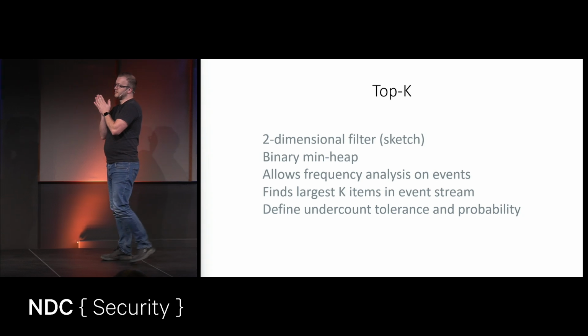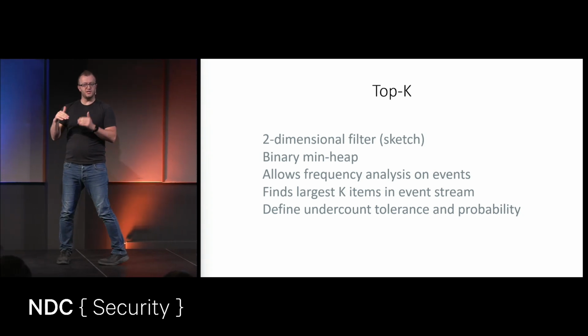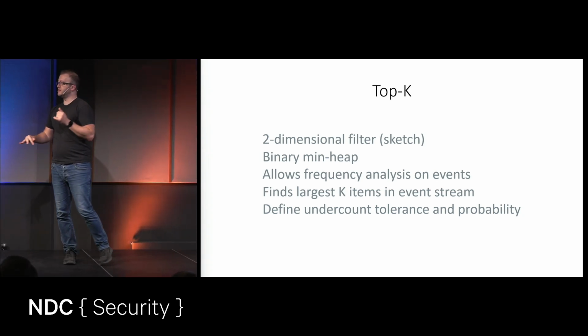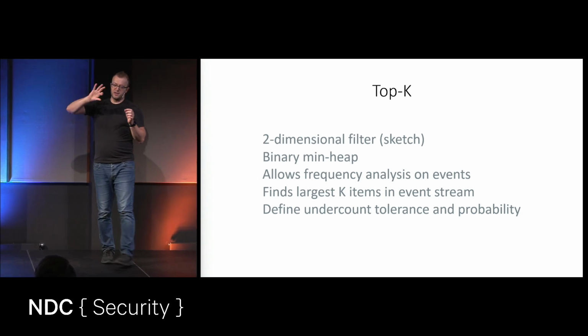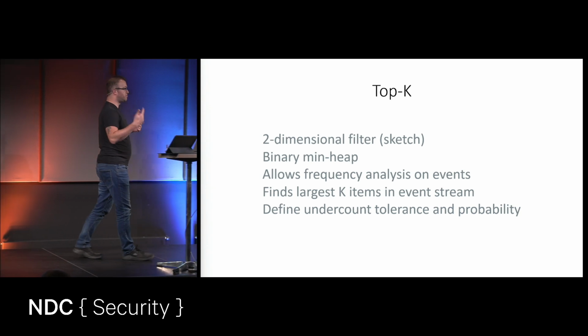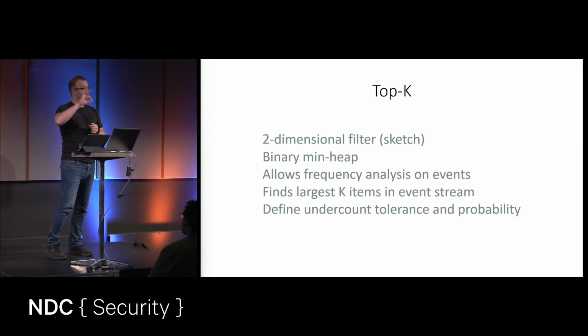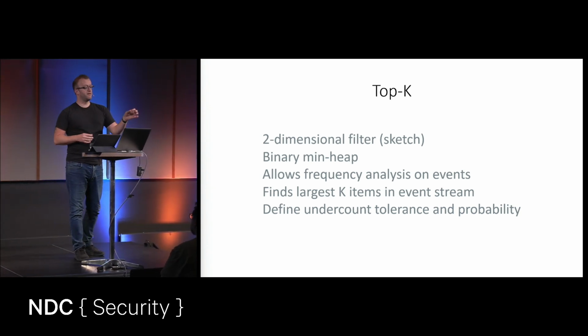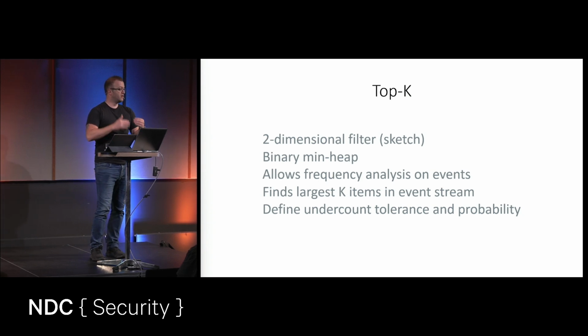But the final one, and the one that we use right now, most frequently, is something called top K. So top K, again, is built on a sketch. So it's just a two-dimensional bloom filter. It runs a binary min heap alongside the sketch. So you can keep track of the most popular items, the top K, the top most popular items. So our top K is top 10. So it keeps track of the 10 most popular items that you've seen by volume.